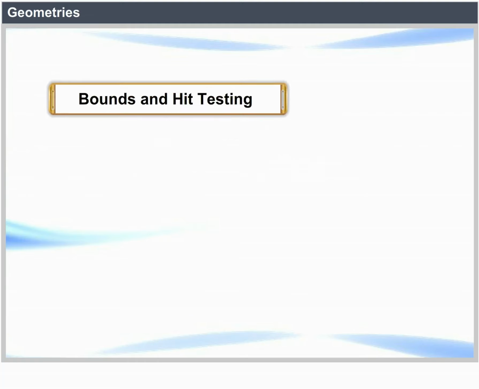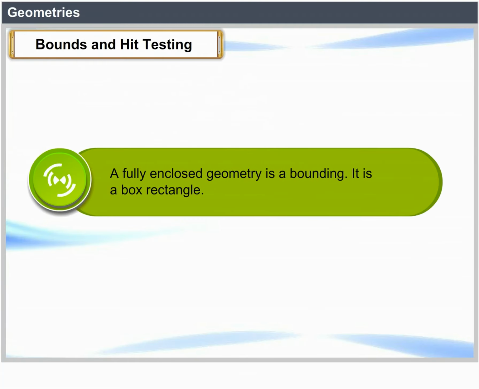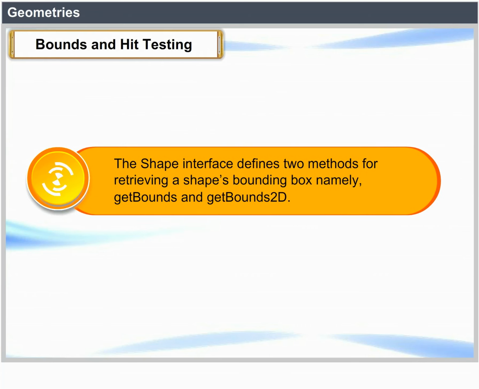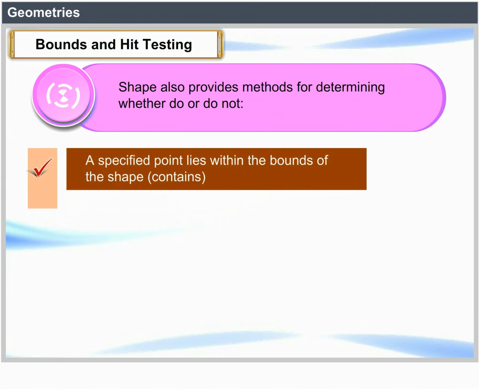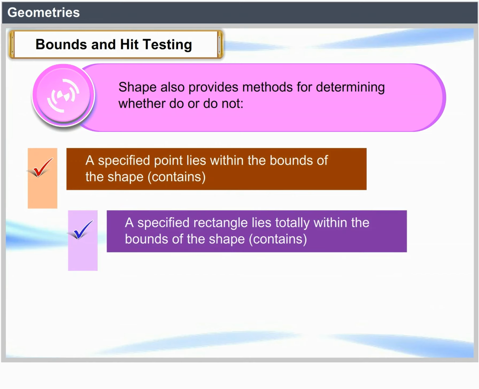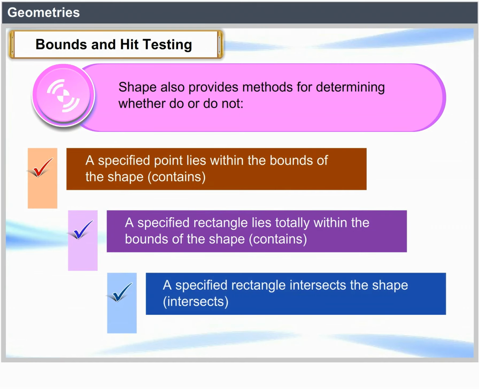Bounds and hit testing. A fully enclosed geometry is a bounding box. It is a rectangle. The Shape interface defines two methods for retrieving a shape's bounding box, namely getBounds and getBounds2D. Shape also provides methods for determining whether a specified point lies within the bounds of the shape, a specified rectangle lies totally within the bounds of the shape, or a specified rectangle intersects the shape.